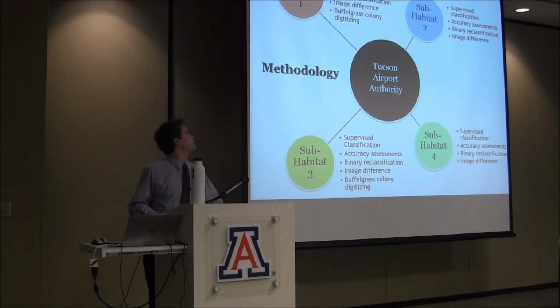So after breaking up the TAA into 4 different subhabitats, within each of those subhabitats, I performed a supervised classification, accuracy assessments to evaluate these classifications, binary reclassifications to isolate the buffelgrass, and then image differencing between these binary reclassifications to show areas of growth, loss, and no change. And then where it was applicable, mostly in the urban subhabitats, you could digitize larger buffelgrass colony locations and calculate their geometry.